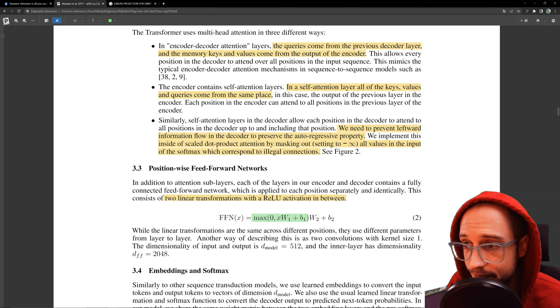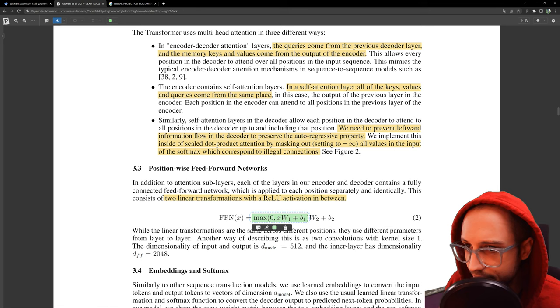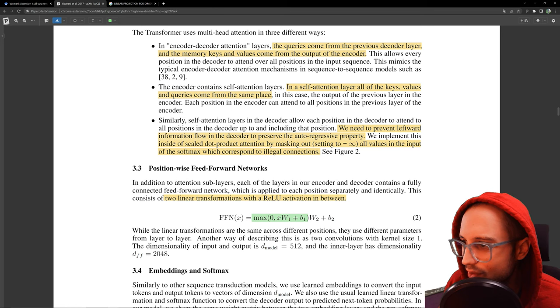This x times weight 1 plus b1, this is the linear projection here. And there's 2 of these, 2 in a row. So you basically take the first one and then you feed it into the second one here. The linear transformations are the same across different positions. They use different parameters from layer to layer. Another way of describing this is as 2 convolutions with a kernel size of 1. I think this is kind of a more confusing way of describing it. The dimensionality of the input and output is 512, and the inner layer has a dimensionality of 2048.